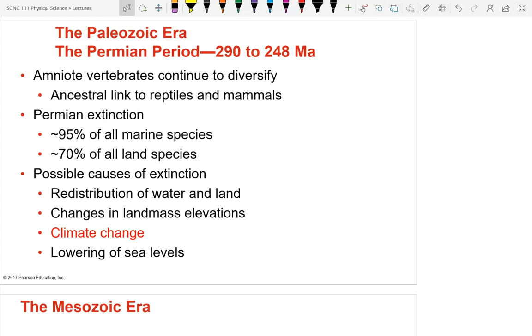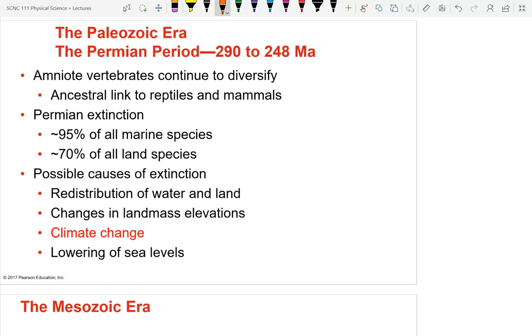Finally, we have the Permian. The Permian, you have extinction of 95% of all marine species and 70% of all land species. That's a lot of life that disappeared there. How do we know they became extinct? Well, our answer is simply we no longer see them in the fossil record. And so we assume because we don't see them in the fossil record, they must have all died off then.